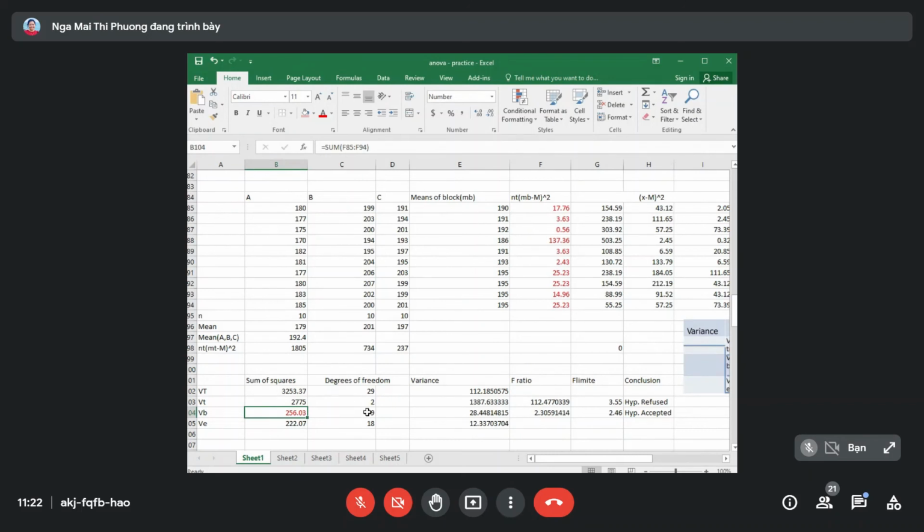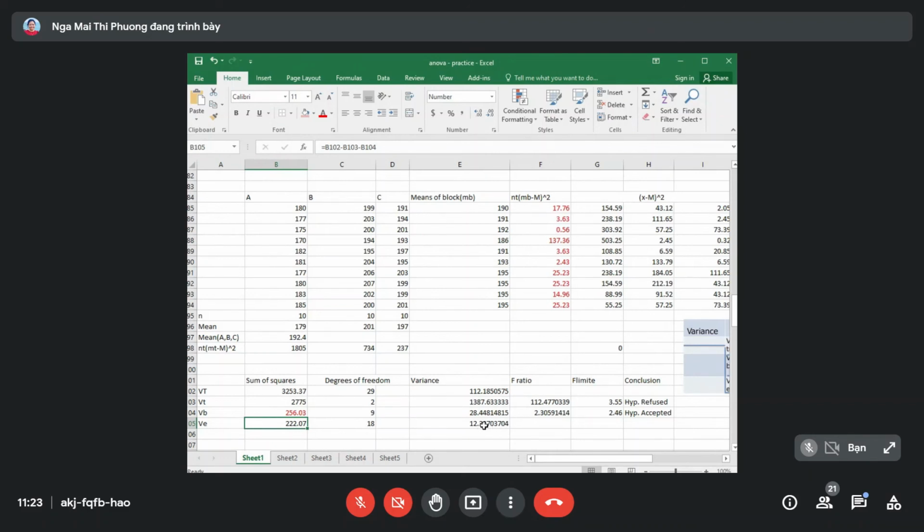The degree of freedom of block: here you have 10 blocks, so you minus 1, and the degree of freedom is 9. For the variance of error, as I said before, you don't need to apply the equation. You just take the variance of total minus the variance of treatment and minus the variance of block. So you have the variance of error. The degree of freedom of error is calculated the same way, total minus treatment minus block, so the final result is 18.